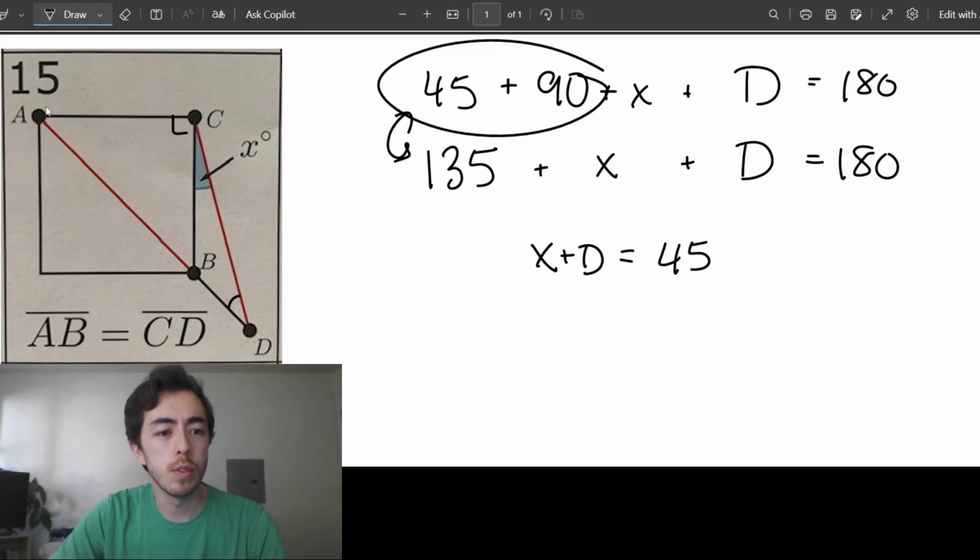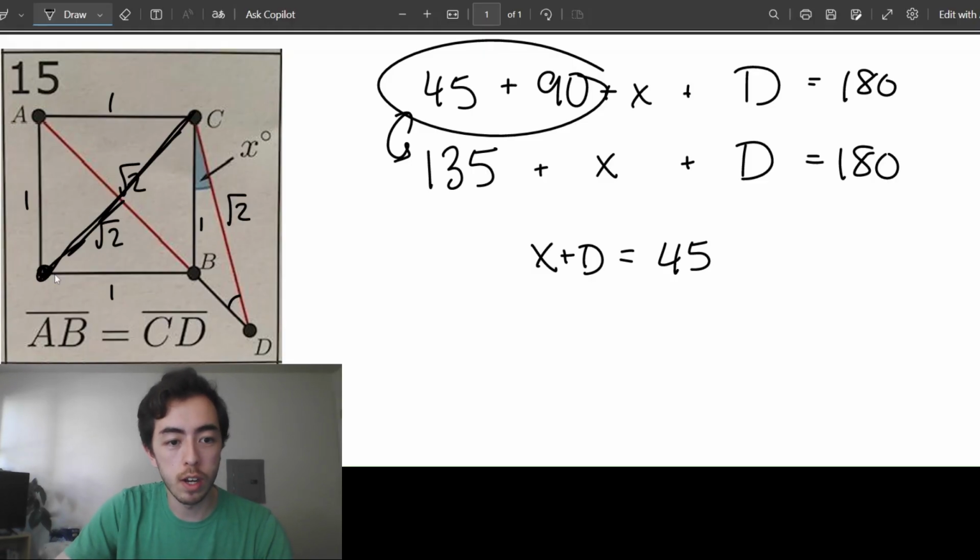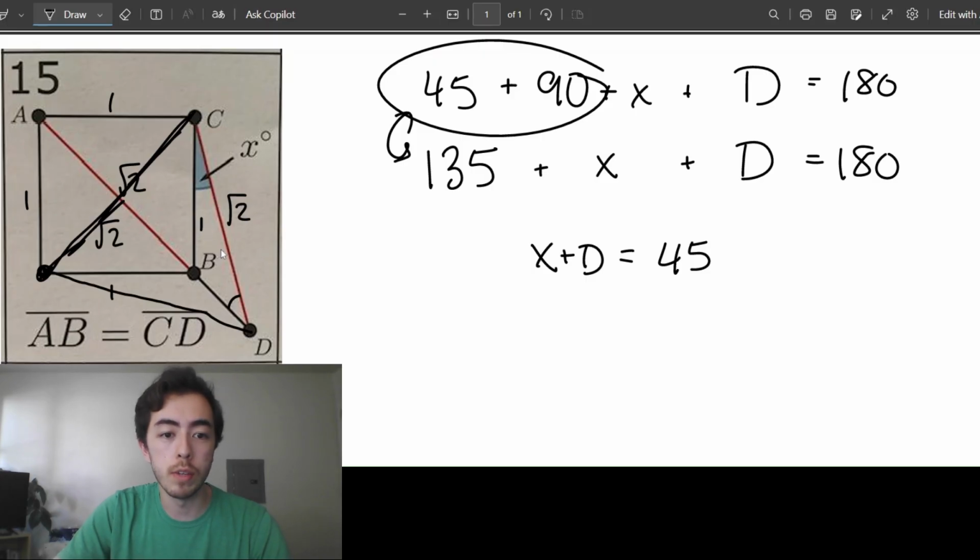I haven't really used this long line right here, and let's just assume that the square is a unit square. That way I can label these red sides as root 2. I could draw the other diagonal of the square. That would be another root 2. Oh, there it is. And if I draw another line from here to here, just based on symmetry, this should be the exact same as line segment CD. So this is another root 2.